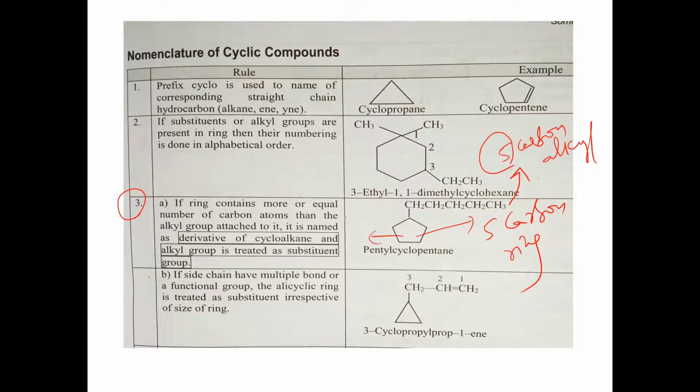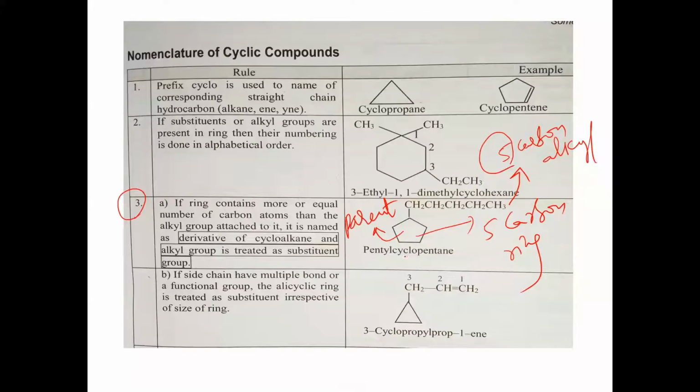Ring only as parent. Should the parent compound be the branch or the ring? The ring should be the parent compound now. Why is the ring parent here? Because there is an equal number of carbon atoms in the ring and branch. In this case, we take the ring only as the parent compound.